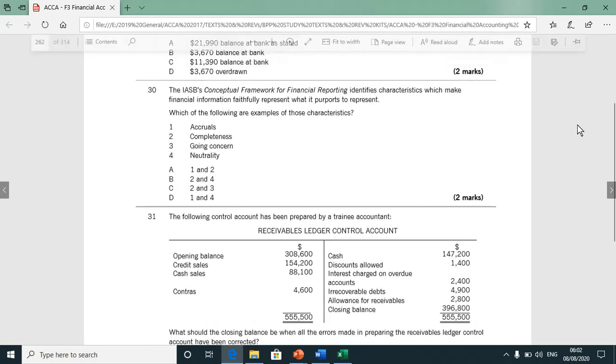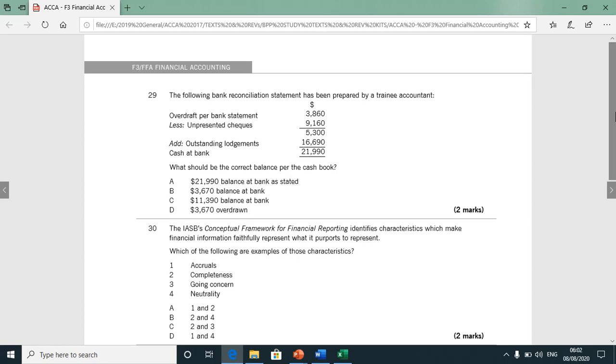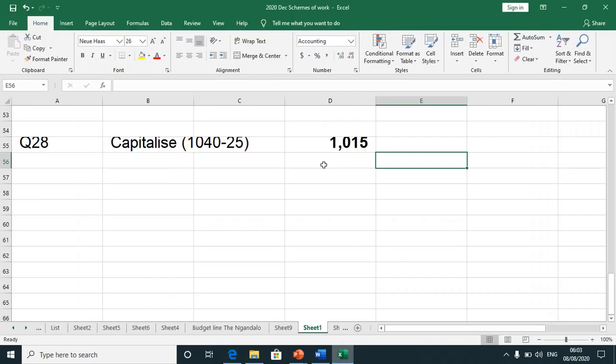We're almost there. Question 29 says, the following bank reconciliation statement was prepared by a trainee accountant. We have an overdraft, less unpresented checks, add outstanding lodgements, and then that figure. What should be the correct balance as per the cash book? I think what the trainee accountant didn't do right was the opening balance. Every time the word overdrawn is used, we need to use a minus. We need to put the figures in parentheses. I hope that you will be able to remember that.